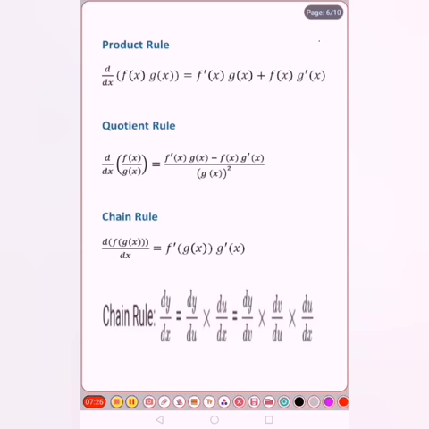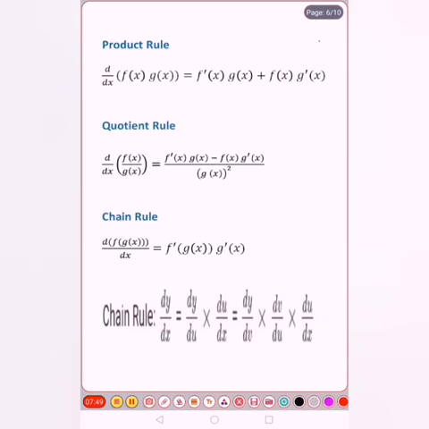Okay, now we will discuss the quotient rule, that is the u by v rule, which we already discussed. Now again we will say, it is the differentiation of f(x) multiplied by g(x) minus f(x) multiplied by the differentiation of g(x), whole divided by the function g(x) whole square.